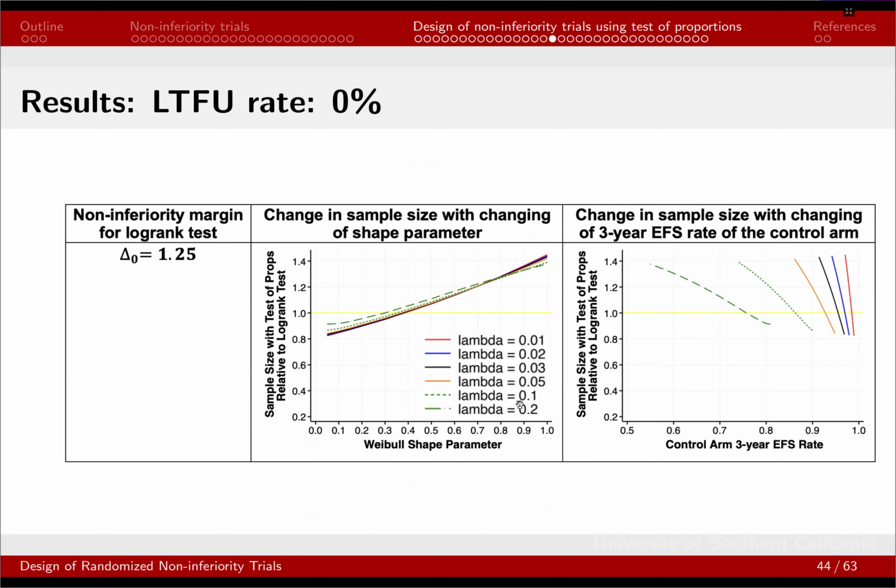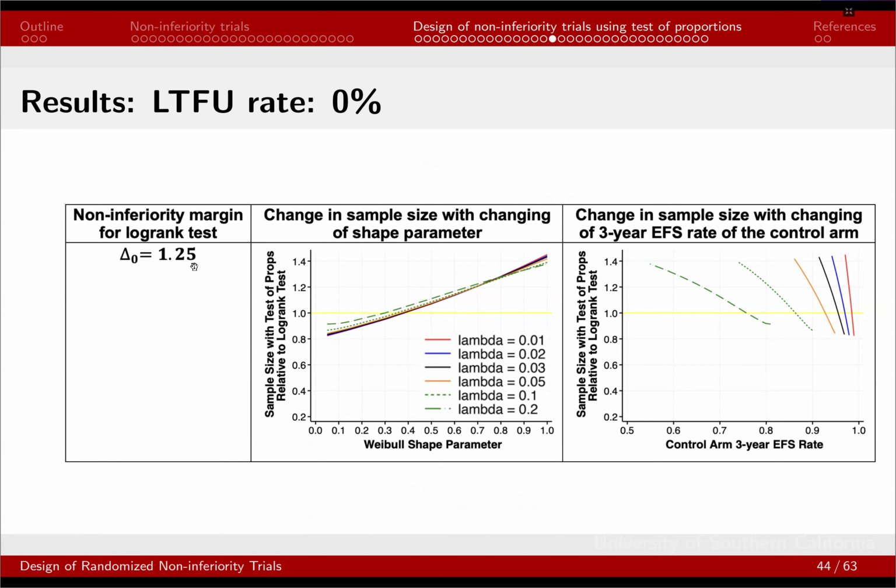So if the ratio is below 1, the yellow line, that means tested proportions reduce the sample size compared to the log-rank test. But if the ratio is above 1, that means the log-rank test has actually smaller sample size. And the x-axis on the left figure is the Weibull shape parameter, which is the gamma parameter. Each of the lines in different colors represents a choice of lambda.